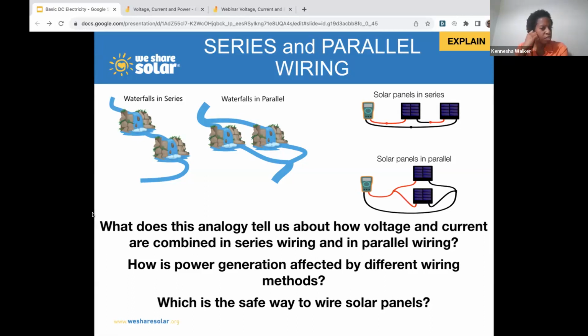If I'm not mistaken, series will double the voltage and parallel will double the current. Great, I got that right. Did you already know that, or did you work that out from the images?